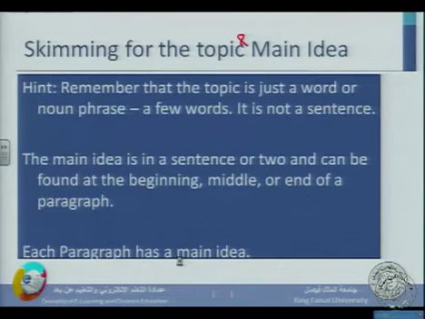Remember that the topic is just a word, noun or phrase, a few words. It's not a sentence. For example, if you read an essay about smoking, the disadvantages of smoking, what is the topic? We say the disadvantages of smoking. Whereas the main idea is a sentence or two and can be found at the beginning, middle or end of a paragraph. The main idea is different from the topic. The main idea might be found at the beginning of the introduction paragraph. Okay?